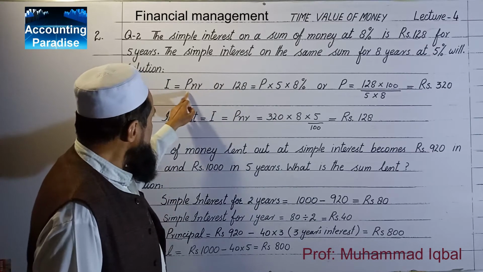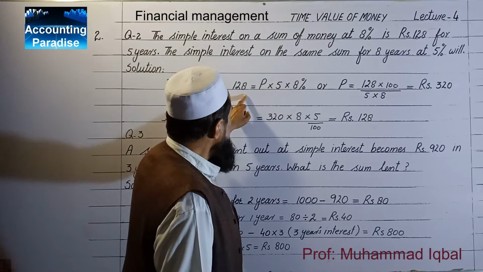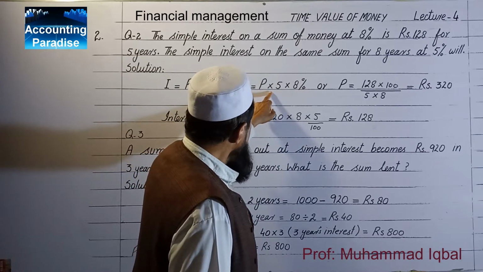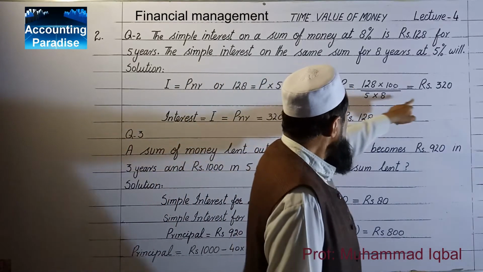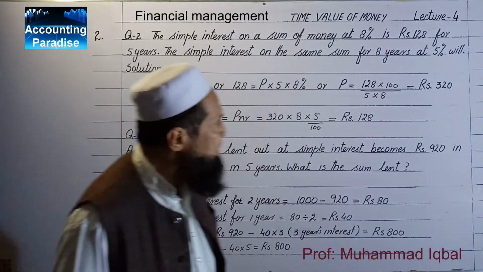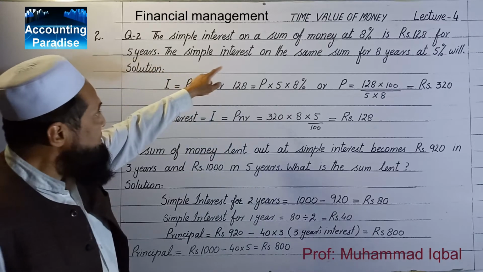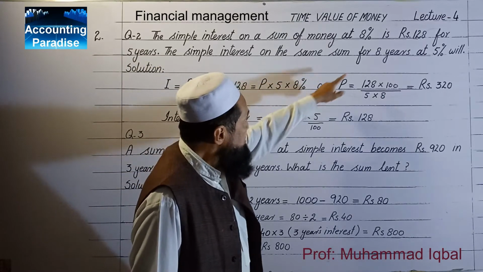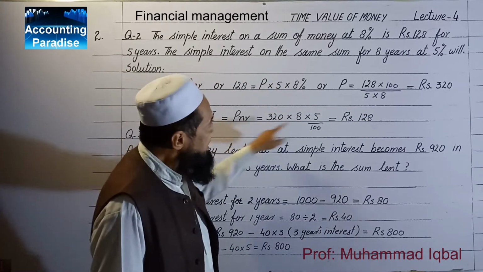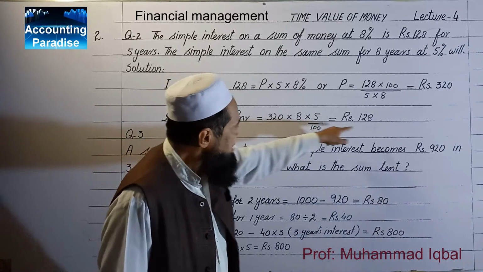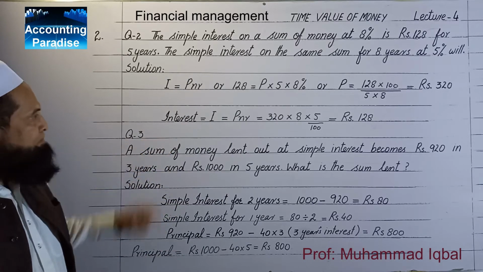To calculate the principal, I is equal to PNR. We have to calculate this P. I is given, 128. P is to be known and 5 years at 8%. When we calculated this, we have P is equal to 320. Now we have a P. Now the question is the simple interest on the same amount for 8 years at 5%. I is equal to PNR. Now the P is 320 into 8 into 5% is equal to 128. The answer is same.